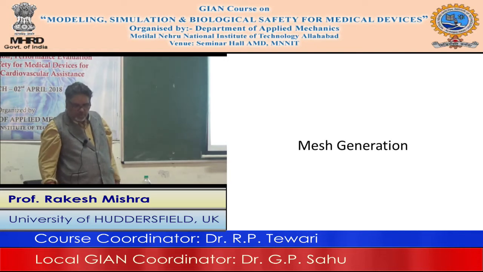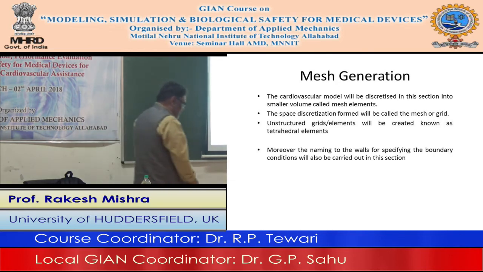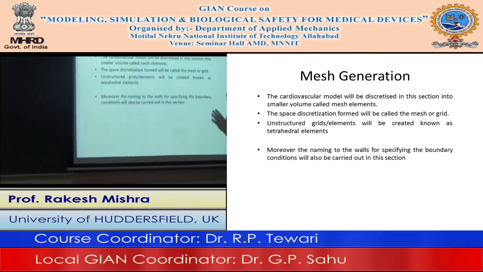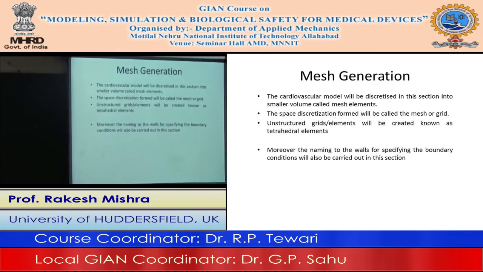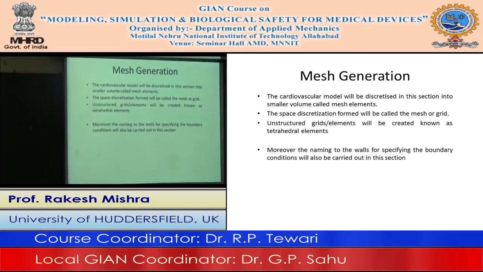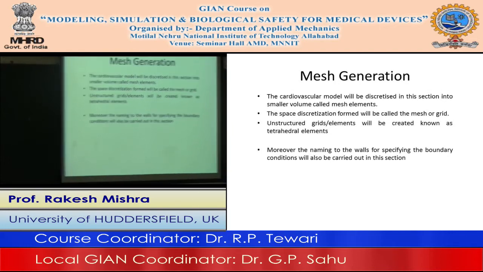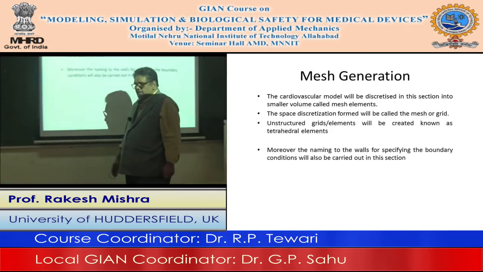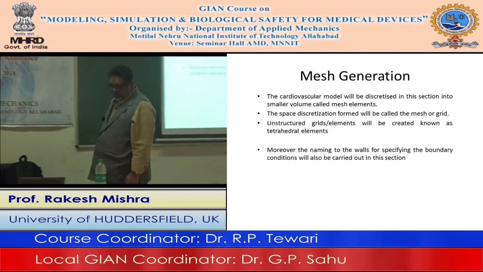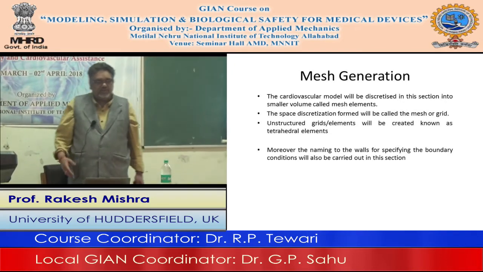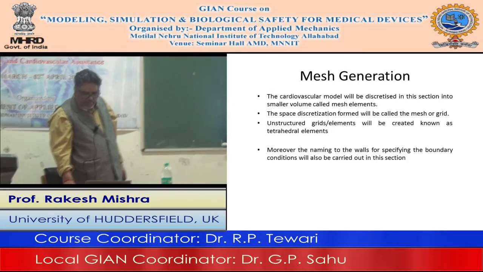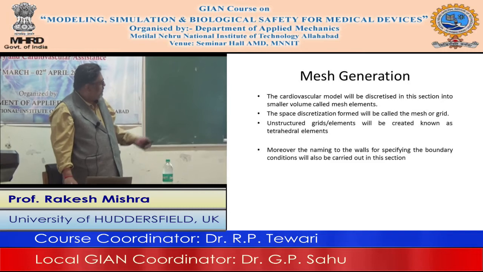So let us go for mesh generation now. Once the stent has been created, what I am doing is I am creating a mesh and I am giving the boundary conditions corresponding to the mesh. So we will discretize the entire flow domain into smaller volumes called mesh elements. Then we carry out the space discretization. We will create grids. In this case, we will create tetrahedral elements, although hexahedral are best, but it is easier to create tetrahedral elements. And then we will name the walls and we will supply the boundary conditions in this particular case.